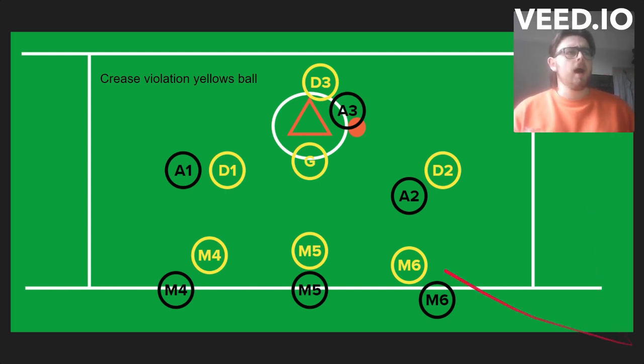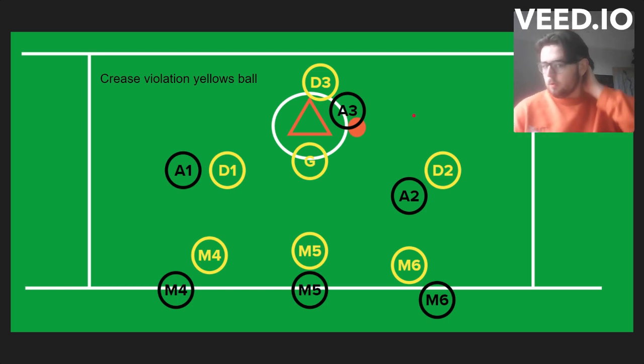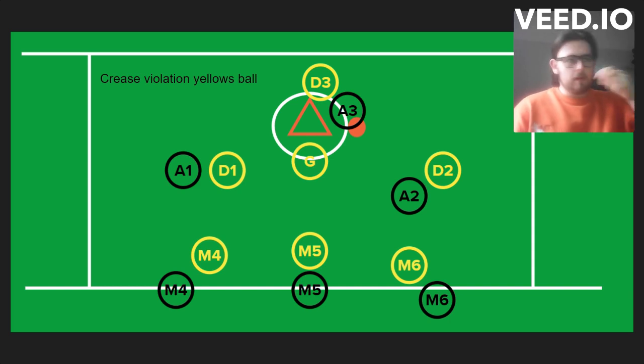As we can see here, this attacker 3 has tried to dodge around this D3. He's done a good job. He's got around him, but he stepped into the crease. So a whistle will be blown by the ref, and crease violation just means yellow get the ball, and then play continues.